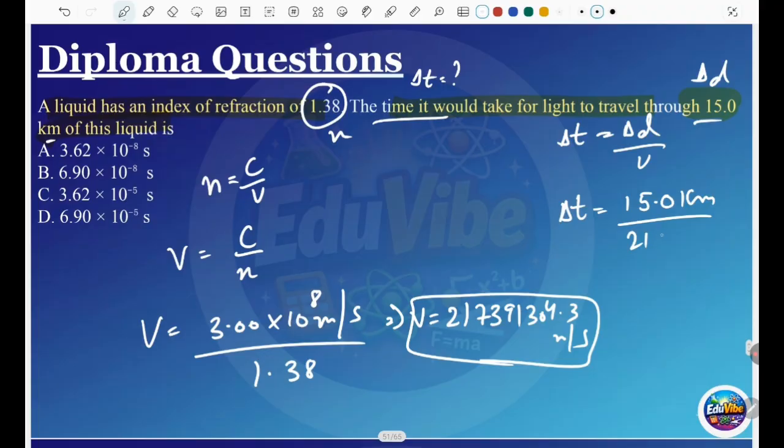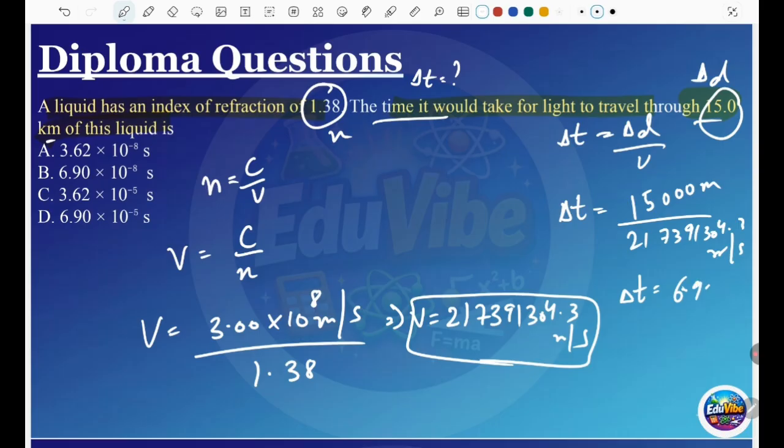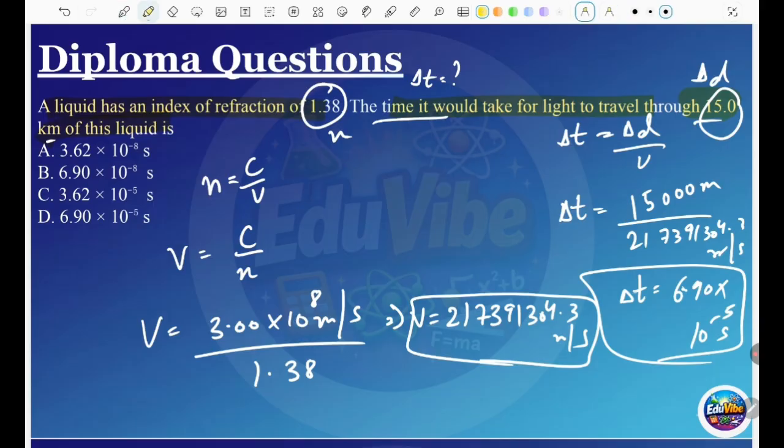And you have to put this over there. One thing more: the distance should not be in kilometers. It should be in meters because you have meters per second. So you multiply this 15.0 with 1000, and you will get 15,000 meters. Not in kilometers, it should be in meters. So delta t you will get is about 6.90 times 10 raised to power minus 5 seconds. So this is your time.